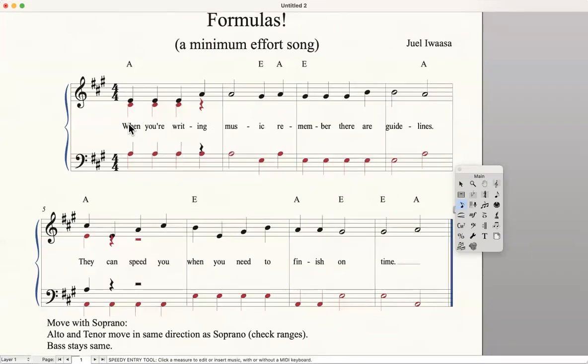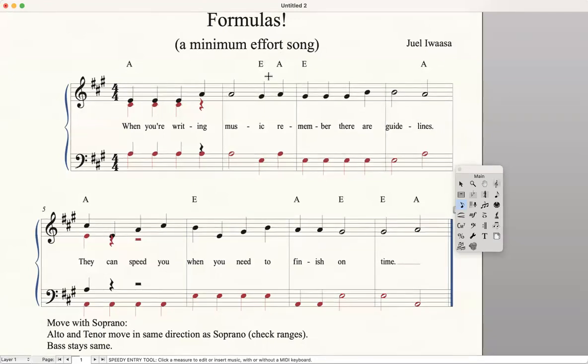So you go like, when you're writing music, remember there are guidelines. They can speed you when you need to finish on time. Hence the minimum effort because you can just use formulas, okay, or guidelines.